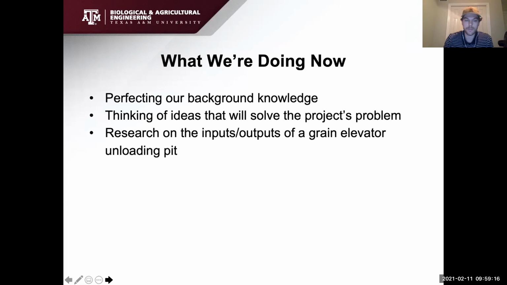And we're also planning for the future. By that, I mean, we're also researching all the inputs and outputs that are involved within a grain elevator unloading pit, because that'll definitely help us out whenever we begin our next report. So that's where we're at right now and what we're focused on mainly.